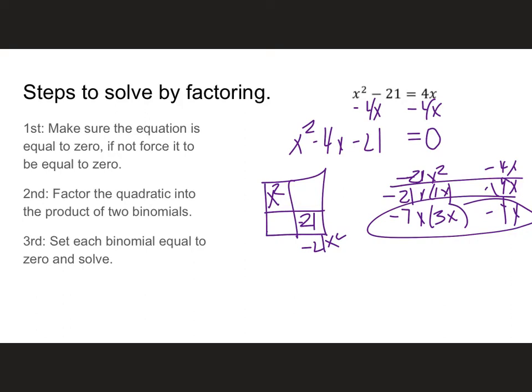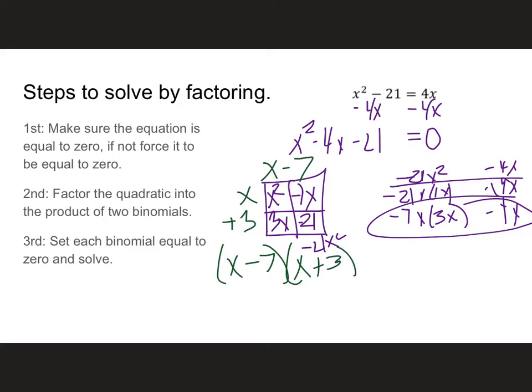I'm sure a lot of you are not needing to go to the side anymore to find these factors. You could probably do them in your head, and that's fine. Then we would go and say, well, what does the first row have in common? So between x squared and negative 7x, we have an x. And between 3x and negative 21, we have a 3. And then x times x would give us x squared, or 3 times x would give us 3x. And x times negative 7 would give us negative 7x, or 3 times negative 7 would be negative 21. So our factored form is going to be x minus 7 times x plus 3 has to equal 0.